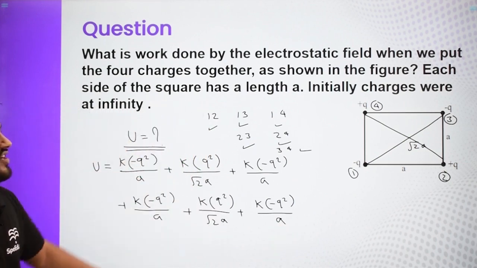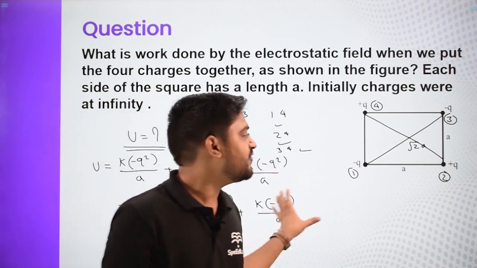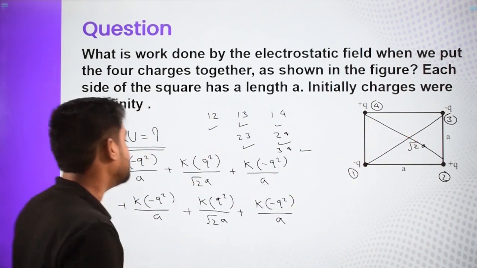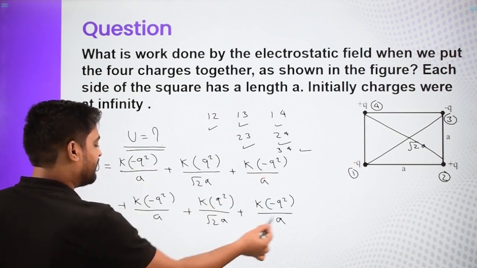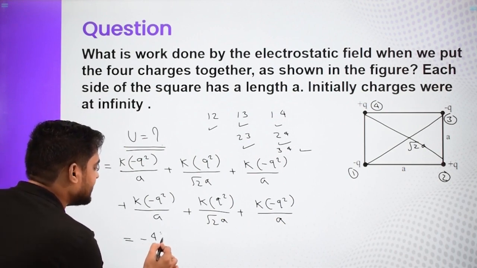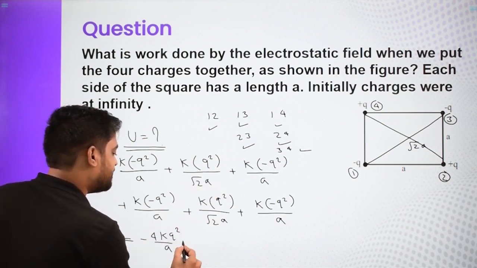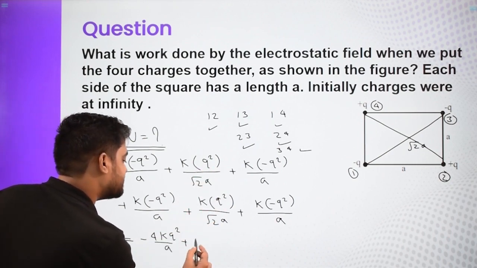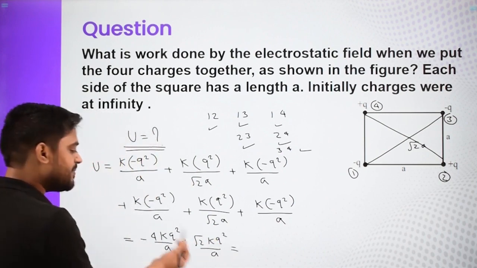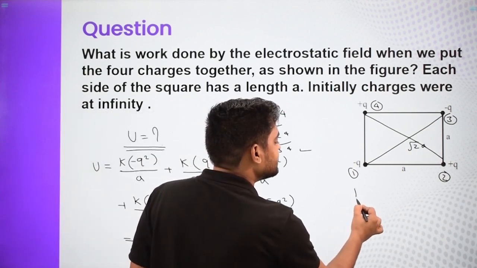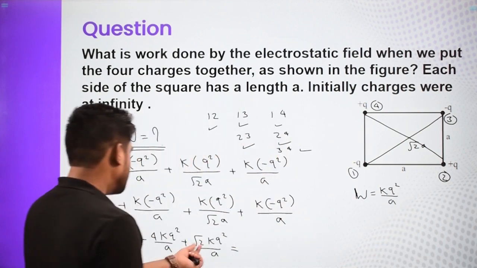So this is an expression for potential energy of the system, which is the same as the work done when we are bringing all the charges from infinity and forming this system. How much is the combined? So if you see, there are 4 like terms. It is minus 4K Q square by A. And there are 2 of these, so that is basically plus 2 times this. And 2 times this means root 2 KQ square by A. Here you can take KQ square by A common. And eventually the answer, the work done, is nothing but KQ square by A times root 2 minus 4.